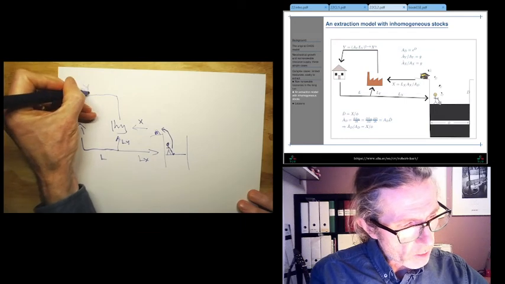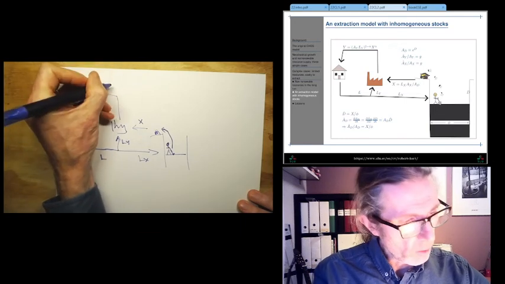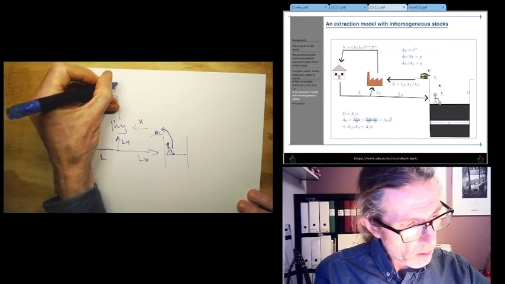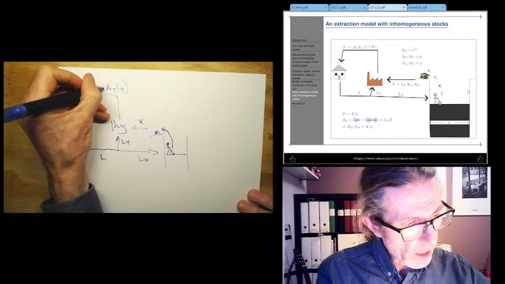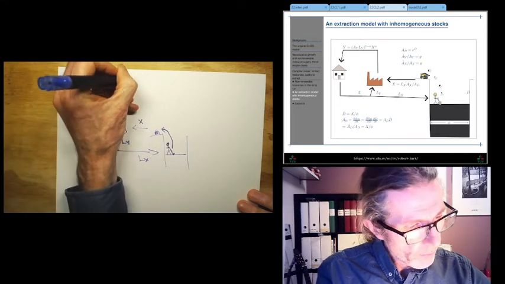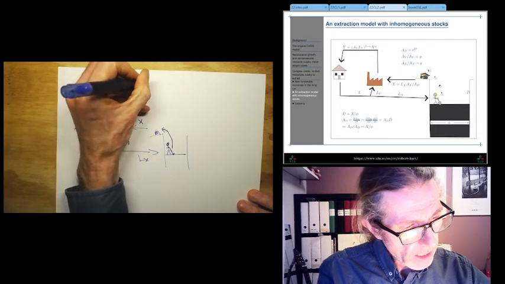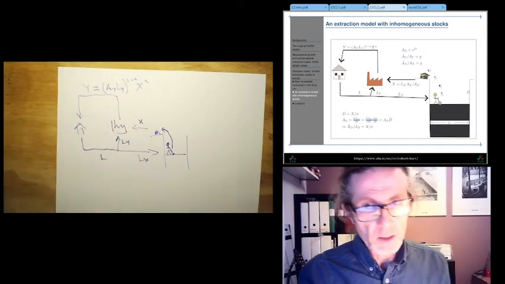And we have a Cobb-Douglas production function as usual. Now I could say Y equals AY Ly to the 1 minus alpha, X to the alpha, where X is the resource input.